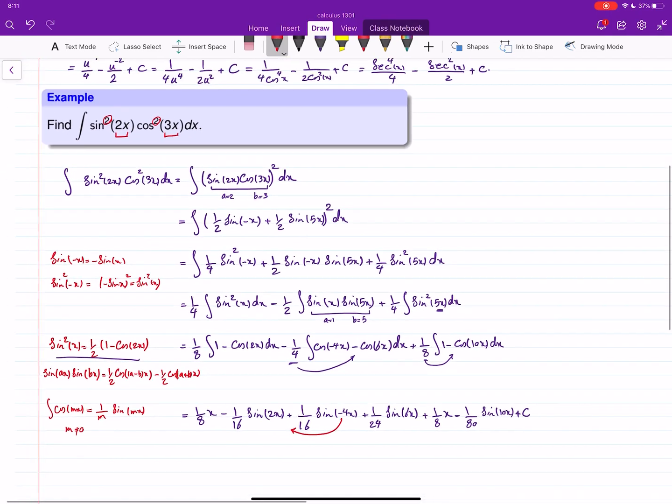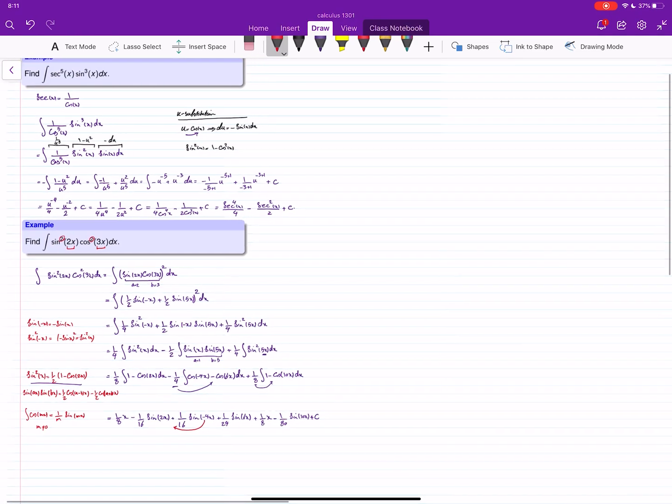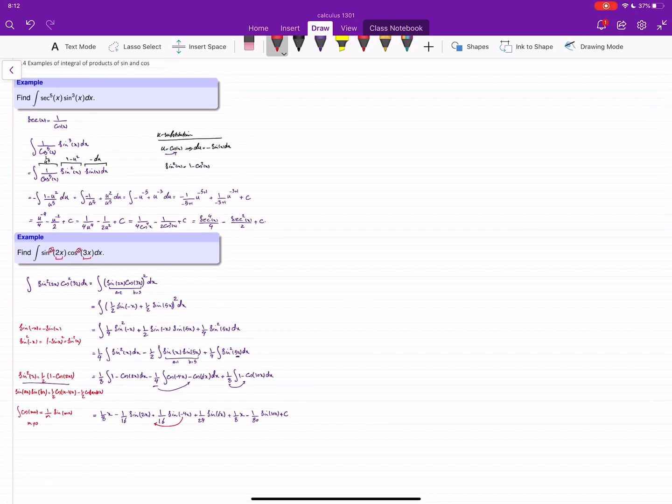Okay, so these were 2 examples just to cover all the things that we learned about integral of products of different powers of sine and cosine.